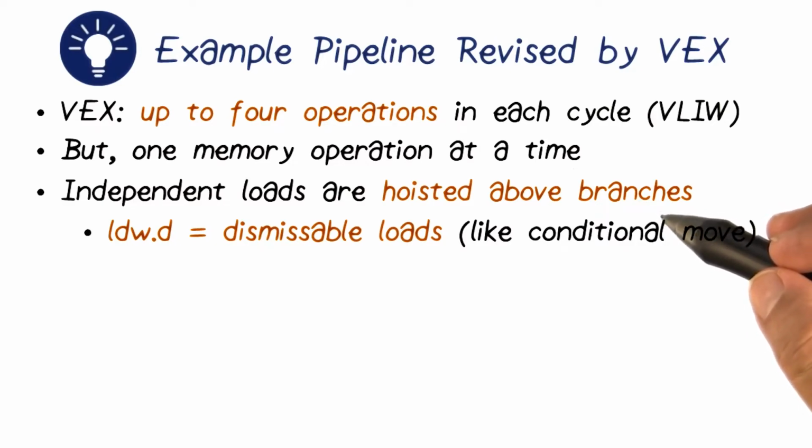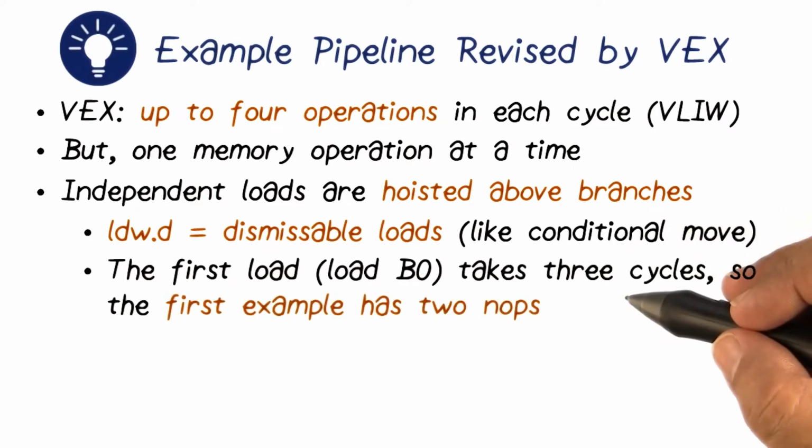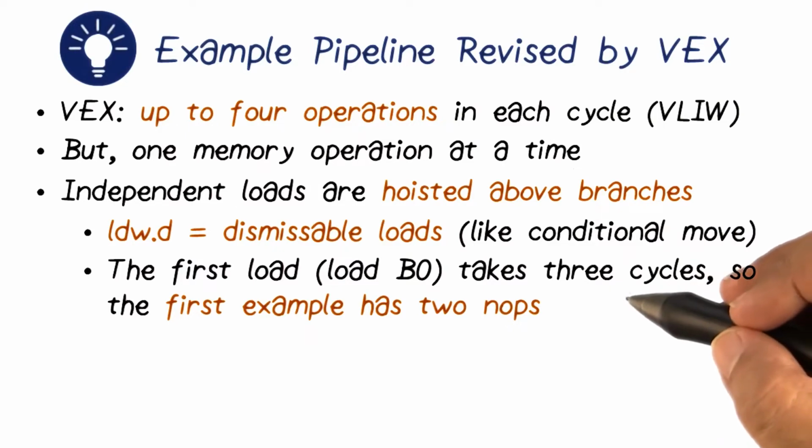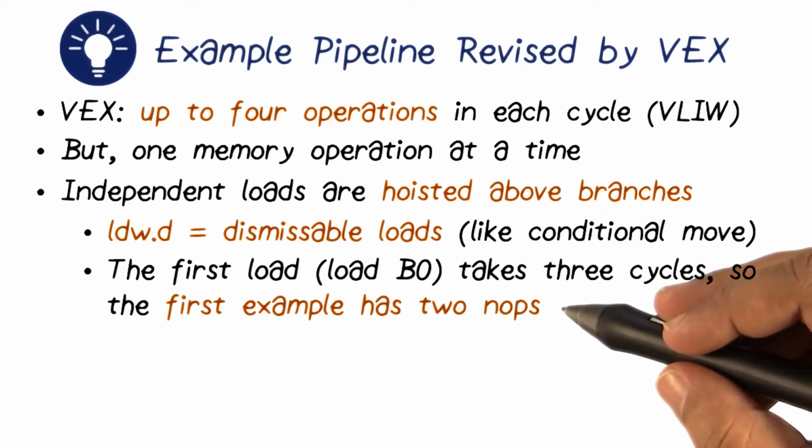So what is a dismissible load? A load starts executing early without waiting for a branch, and then once the branch outcome is known, we either commit the load or we throw away its execution. As discussed earlier, loads also have latencies, and therefore we need to allow a substantial number of cycles before we can start using their results. So the first load in that example, load B0, takes 3 cycles, and in order to wait for the load to complete, we have to insert 2 no-ops in that particular example, as you will note.